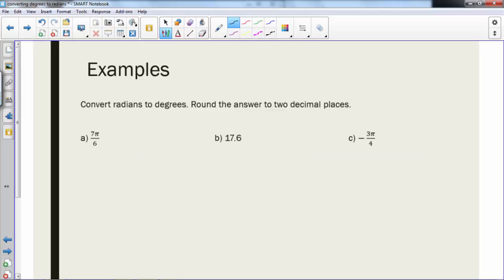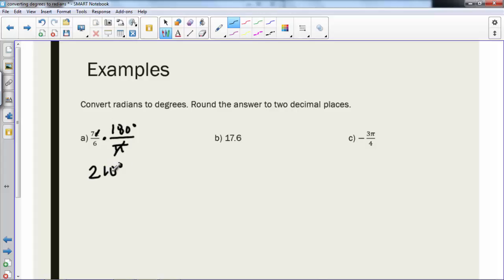In these three examples we're going to be converting radians into degrees, and we're going to round any answers to 2 decimal places. Looking at the first example, 7 pi over 6, we're going to use the conversion pi radians, and since we're trying to cancel our pi's, we need to put the pi in the denominator, to 180 degrees. Putting this in my calculator, I have 7 over 6 times 180 degrees, which gives me 210 degrees. If you've already learned the unit circle, you can clearly look this one up on the unit circle.